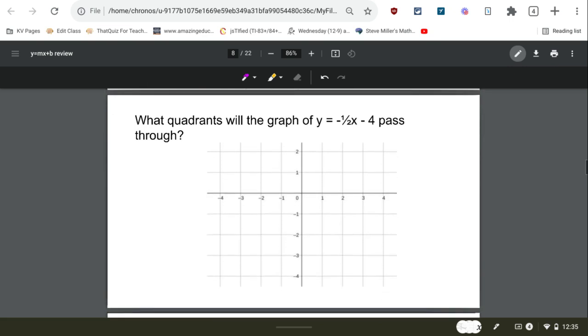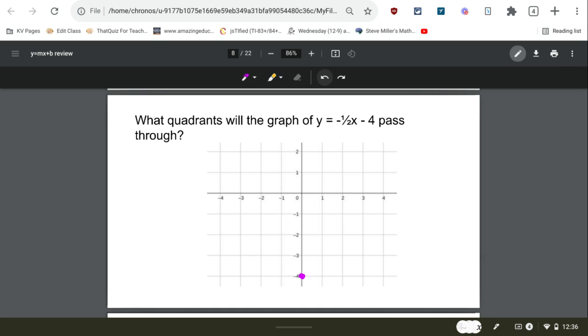All right, what quadrants will this one pass through? I'm going to need to graph this to get an idea. It needs to start at -4, and really all I need to know is whether my slope is positive or negative. Because it's a negative slope, I know it's going to be doing something like this. I'll go ahead and draw it accurately.